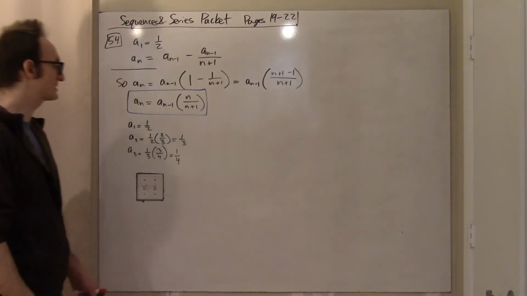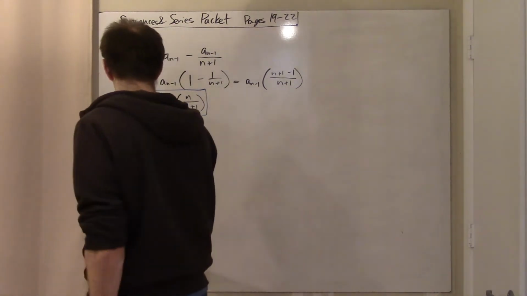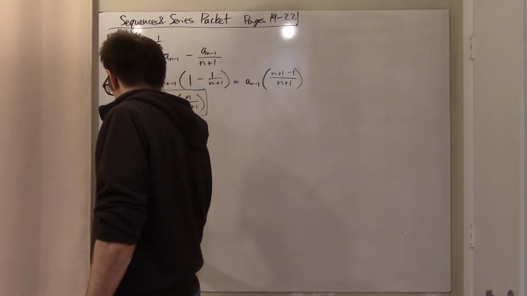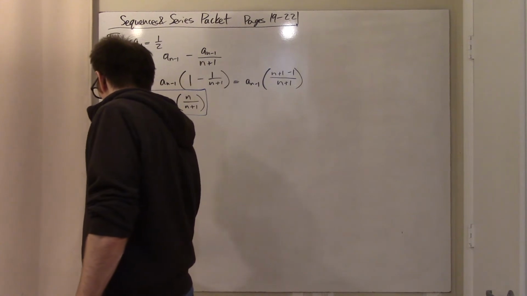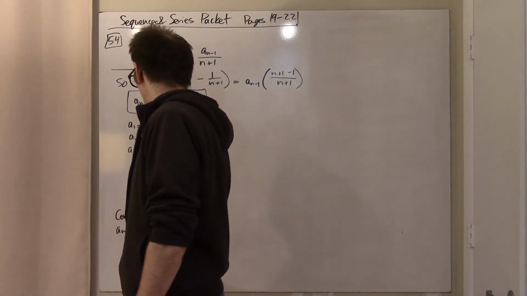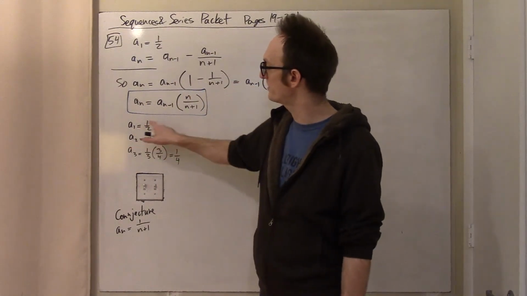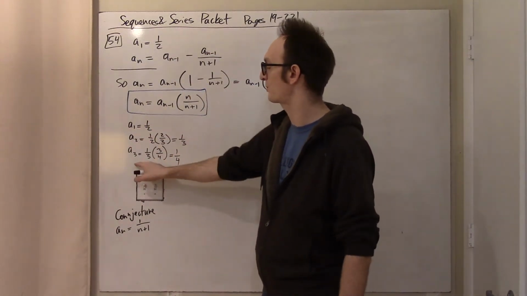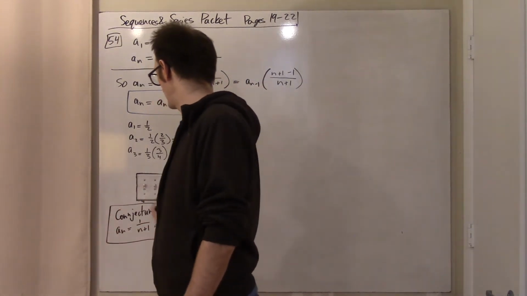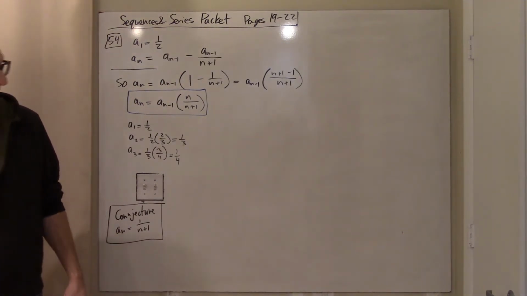Okay, I think I basically get it now. Here is my conjecture. My conjecture is that the nth term is just 1 over n plus 1. Seems like the first term is 1 over 2, the second term is 1 over 3, the third term is 1 over 4. So that's a pretty easy pattern to spot. So that's what I got.